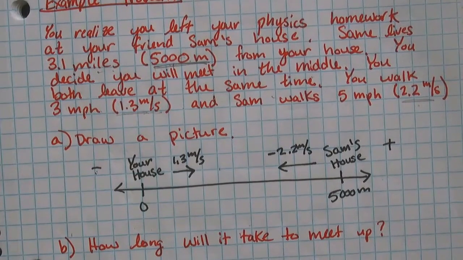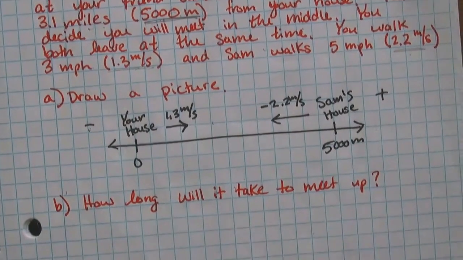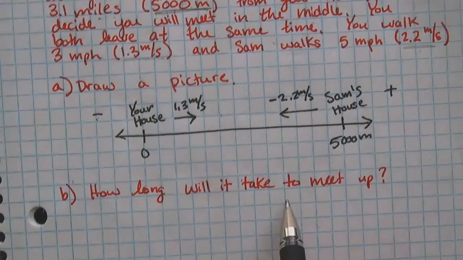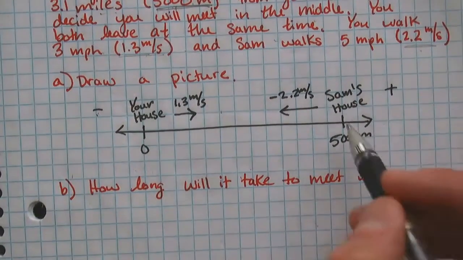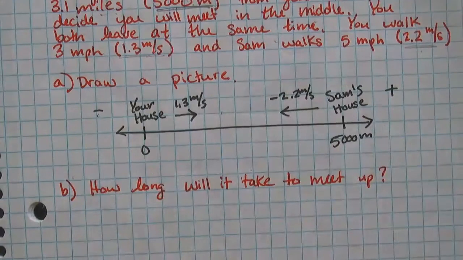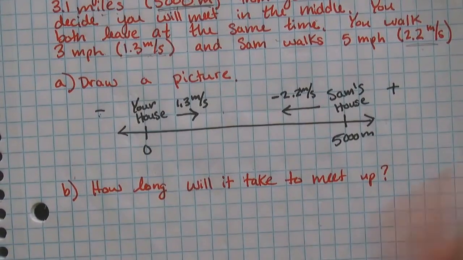That's a pretty good picture. Let's move on to the next part. It says, how long will it take you guys to meet up, right? So let's write an equation for you, and let's write an equation for Sam.